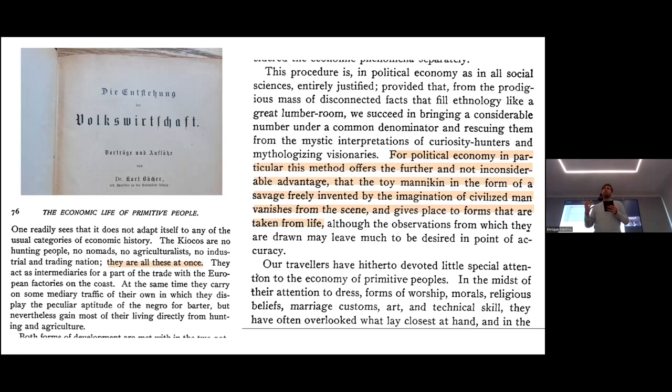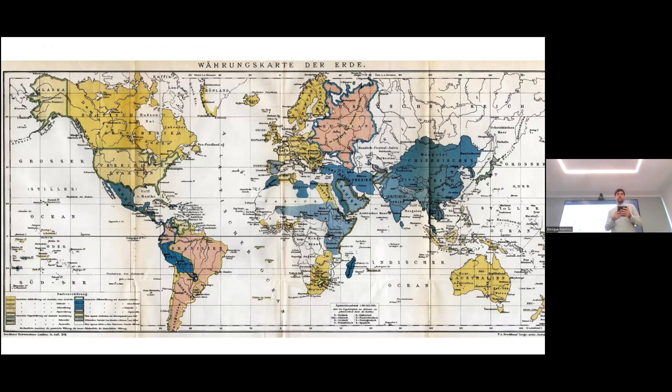So it's important to know that a lot of these trade goods propagate inland not through a specialized merchant class that went everywhere and distributed these goods, but through social channels. And for economics, we have to look at the empirics, otherwise you just create imaginary versions of what trade must have been like. As Bastian said, I think the founder of economic anthropology, even before Malinowski, it has the advantage that the toy mannequin in the form of a savage, freely invented by the imagination of civilized man, vanishes from the scene and gives place to forms that are taken from life. This is economic analysis based in concrete facts rather than theory. But it's difficult to find these facts because they're dispersed in different archives and sources, but they're clearly there.